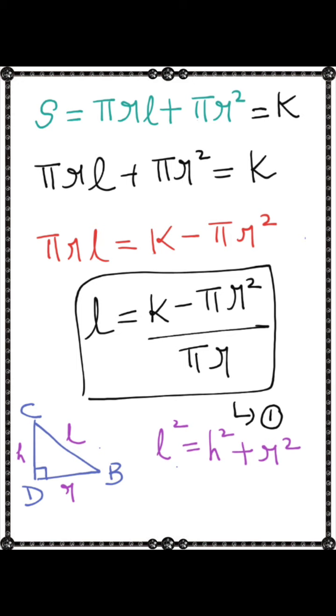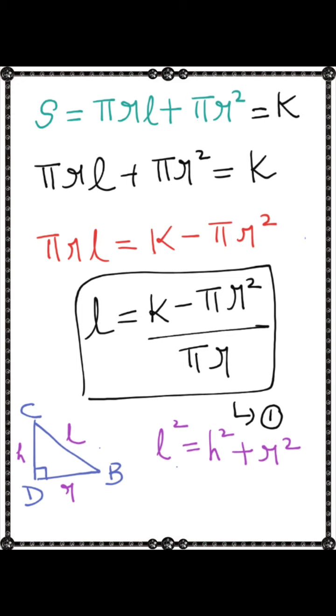That is the first equation. In order to remember the formula l square is equal to h square plus r square, we take a triangle from the cone. We know height and radius are perpendicular to each other, so we can take the angle to be 90 degrees. The side opposite to the 90 degrees is the hypotenuse, that is the slant height, and the adjacent sides are h and r. By the Pythagoras theorem, hypotenuse square is equal to the sum of squares of the adjacent sides. So here l square is equal to h square plus r square.